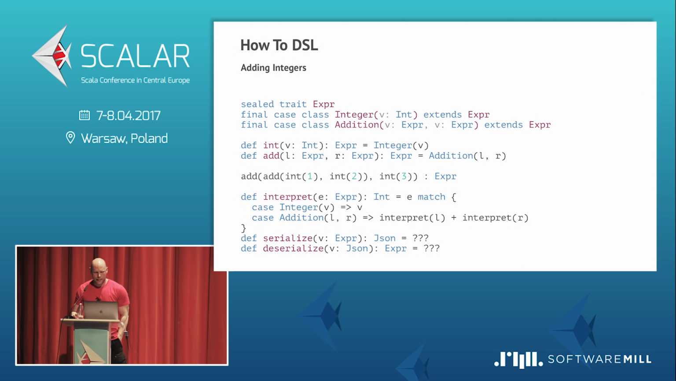And if you have a tree like this, then you can define helper functions that allow you to build a DSL that says add this, add this, add this, and so on and so forth. And then you can define an interpret function, which, given an expression in this DSL, gives you the value of the integer. And you can see there it's a two-liner. It's very, very simple. And of course, you can serialize this into JSON or whatever other format. You can deserialize it and so forth. And you could, in theory, compile this.